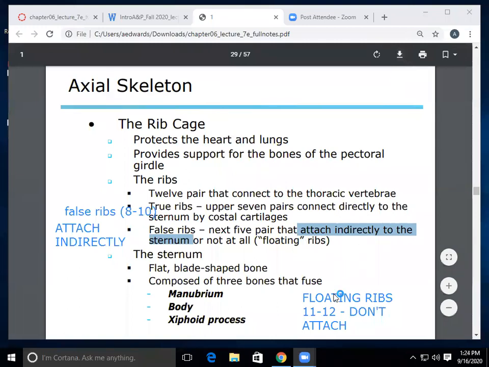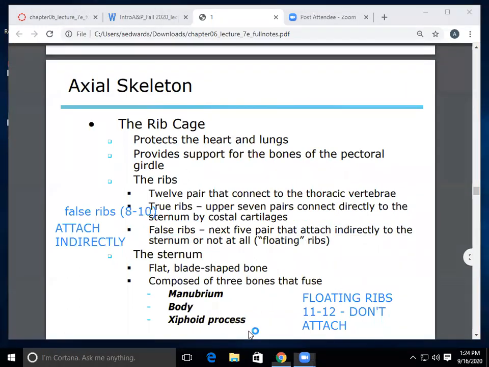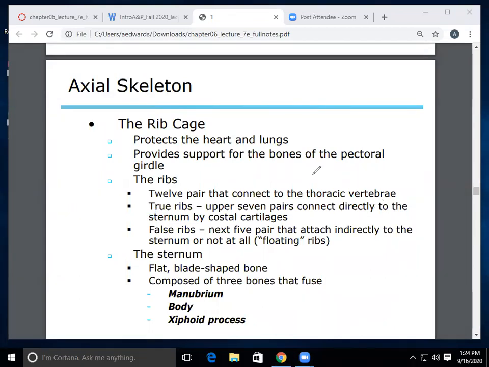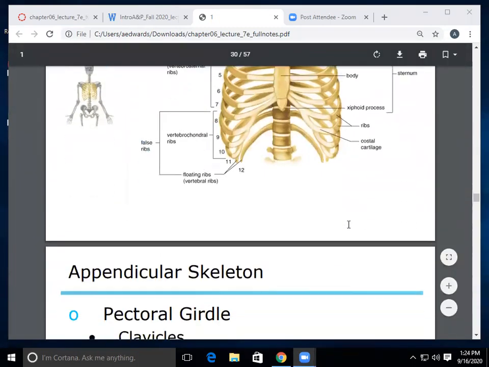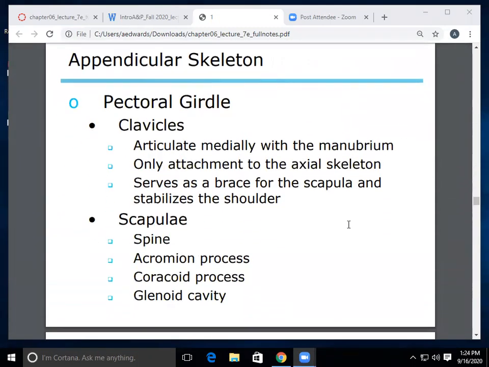All right, I'm going to clear my drawings. I'm going to pause one more time. So let's just talk generally about the parts of the axial skeleton.